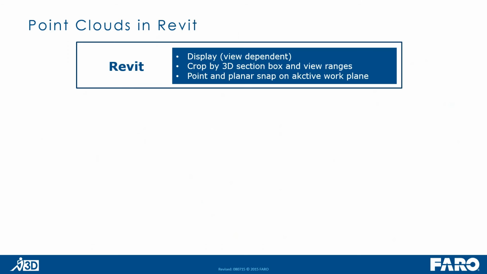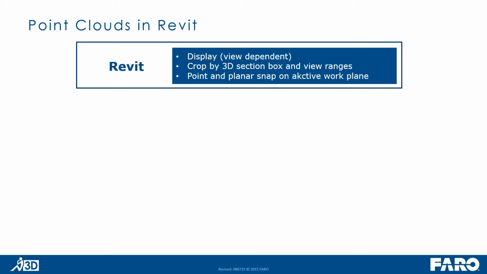So let's have a short look at Revit. What can Revit do with point clouds itself? So of course you can insert point clouds, you can display them. It's view dependent. It means you can turn on and off the point clouds in each individual view. You can also change the colorization of the point cloud in each view. The point cloud is like a model object, so you can crop the point cloud with the view ranges and also with the 3D section box in the 3D view.